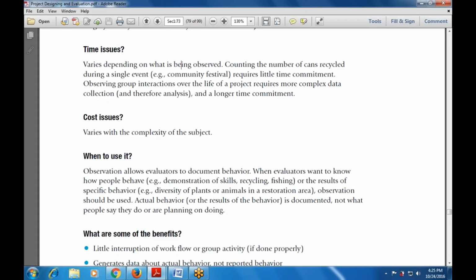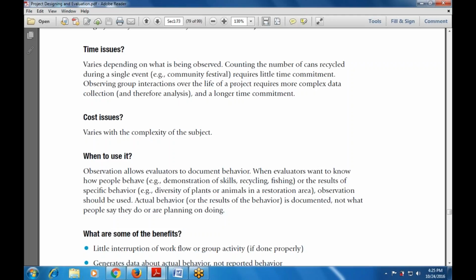When to use it means: what is the time to use observations? Observation allows evaluators to document behavior. This is required when the evaluator wants to know how people behave, such as documentation of skills, recycling, fishing, or the result of a specific behavior, like the diversity of plants or animals in a restoration area.